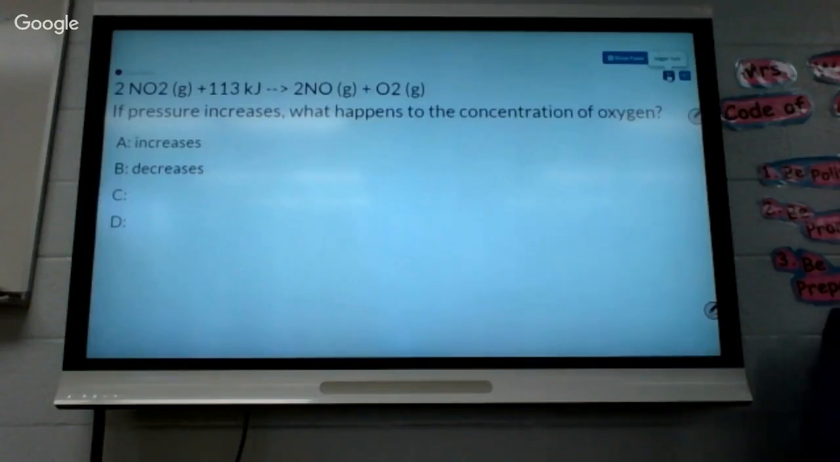So if pressure increases, I go to the side of what? Fewer moles. What side has fewer moles? To the left. All right, so if it goes left, oxygen will do what? Decrease, which is B.